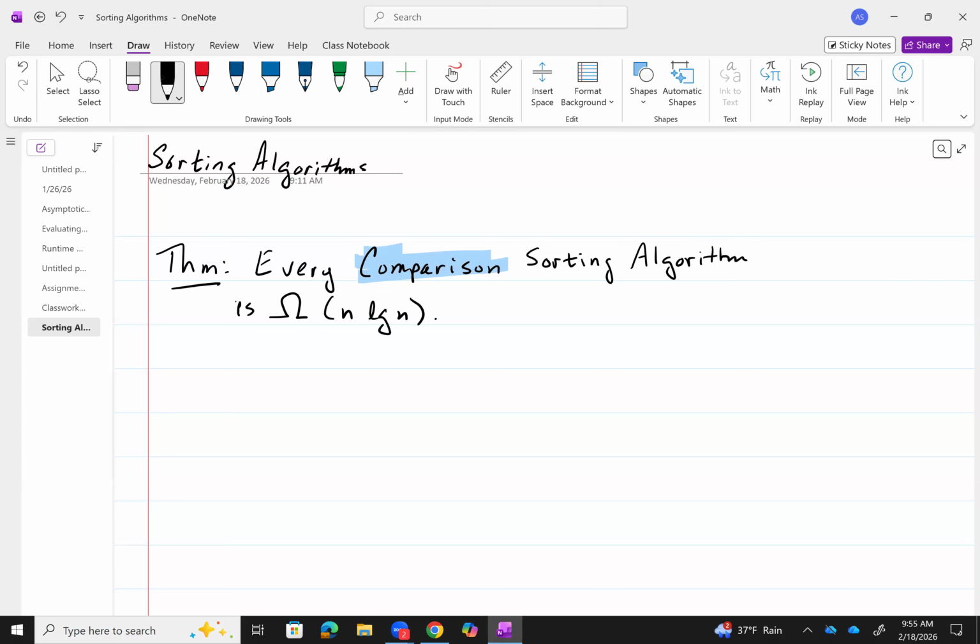All right, this is an important theorem. Every comparison sort. Okay, so we're not talking about radix sort, count sort, those. Some of those run in what's called pseudo-linear time. They're not linear time. They just have two metrics.